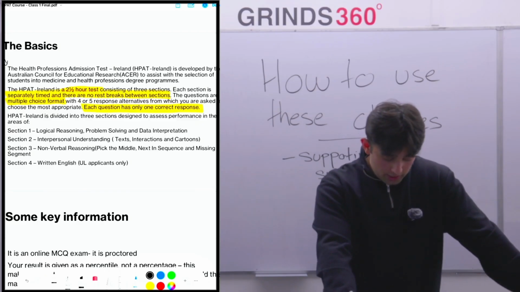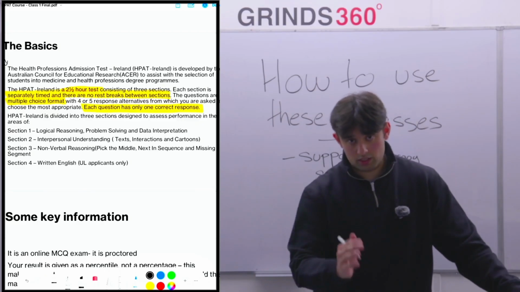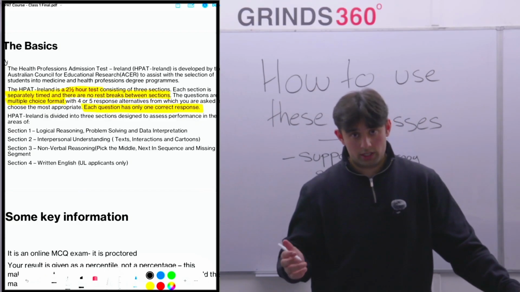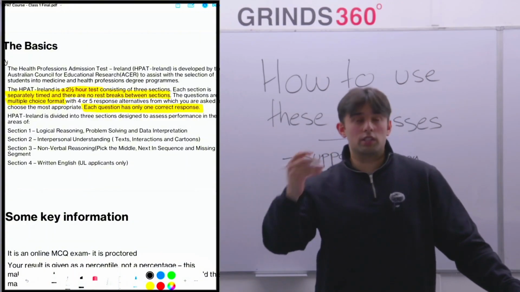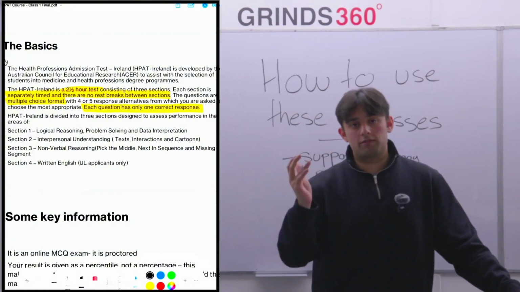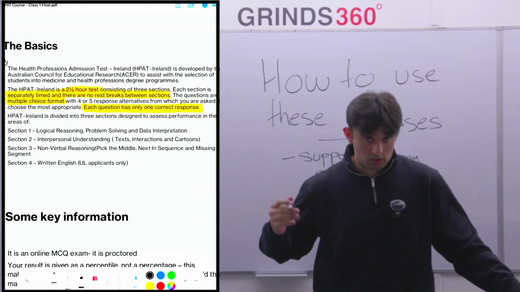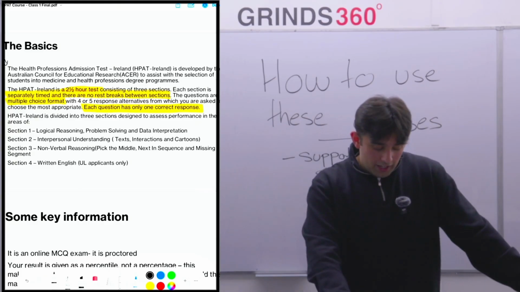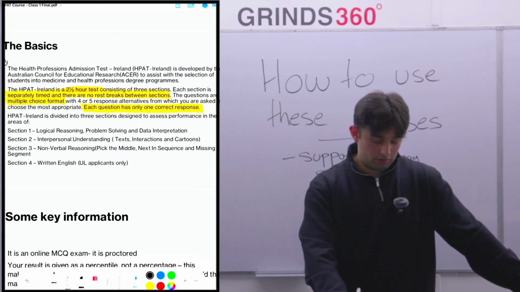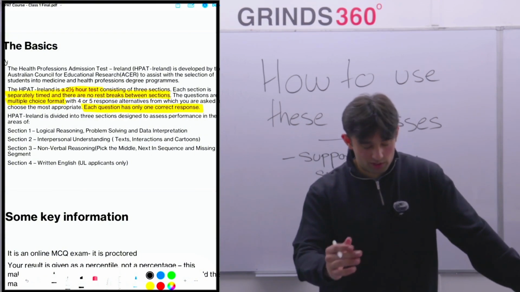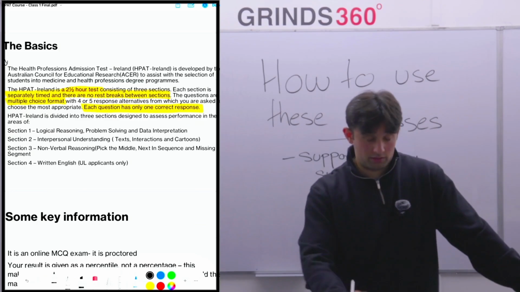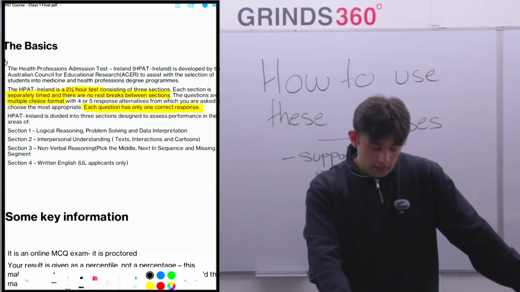It's a 2.5 hour test. It has 3 sections. Each section is separately timed, and there's no rest between sections. That means if you're really good at section 1, you can't finish section 1 fast and then spend extra time on section 2. Okay, it's 2.5 hours. The questions are MCQ, so multiple choice, and it's either 4 or 5 options. It's usually 4 options in sections 1 and 2, and then 5 options in section 3. And each question has only 1 correct response.